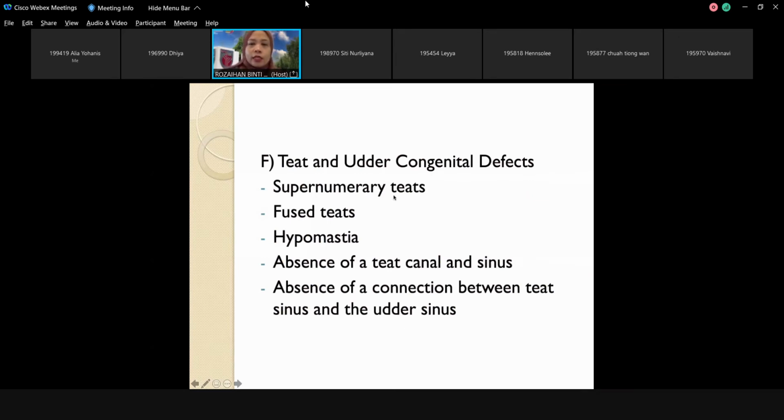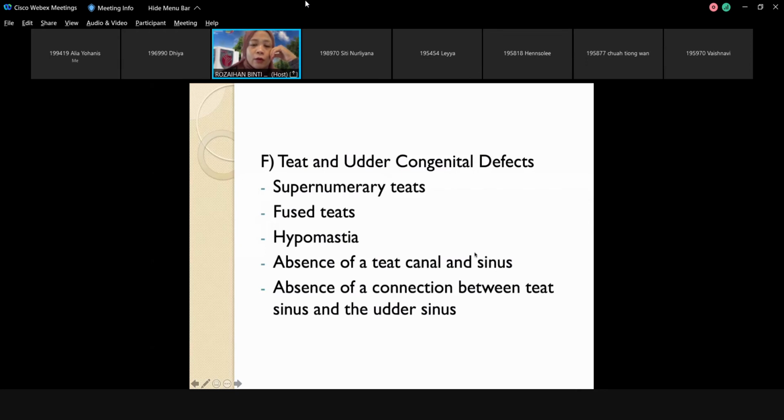And this is actually examples of congenital defects, supernumerary teats, having more than one teat, okay? Fused teats, meaning that it looks like it has two teats, but it's actually connecting to each other. I mean, it fused, okay? Hypomastia is the underdevelopment of the mammary gland in adult animal.